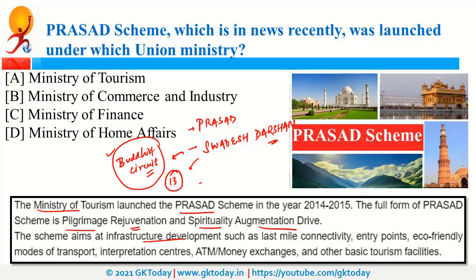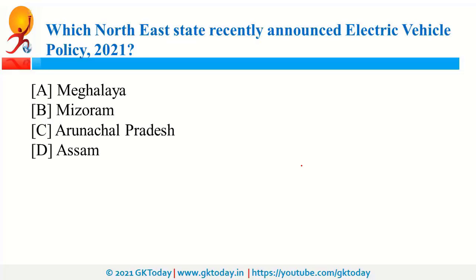Apart from that, there is one more initiative, the Adopt a Heritage Project. So under this initiative, the objective is how we can preserve our monuments. So this way, government has collaborated with private companies, and these private companies will take care of basic facilities at these monuments. Next question is, which Northeast state recently announced Electric Vehicle Policy 2021?